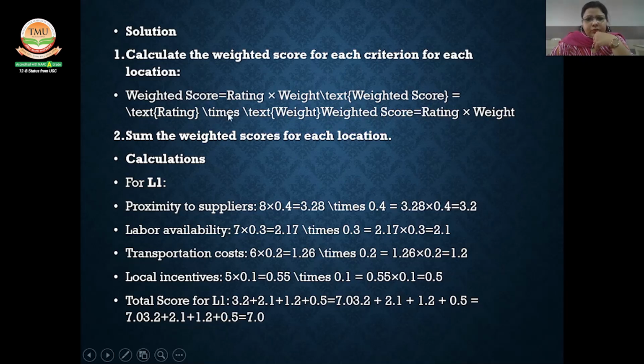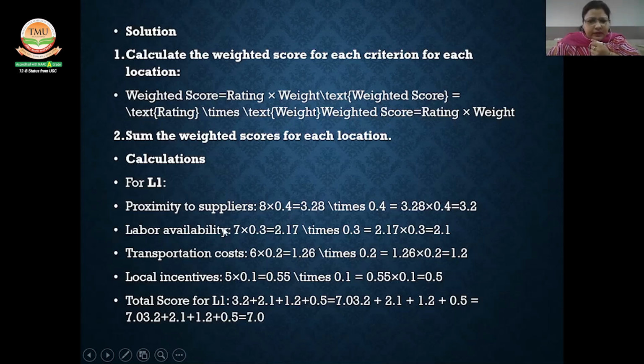For the calculation of this score, we will use the formula: weighted score is equal to rating score multiplied by weight. Okay, or we can say weighting score. Whatever weighting score we have, we write it here. Now we will calculate for location 1. Proximity to supplier is 8 and the weight assigned is 0.4. So we will find 3.2.